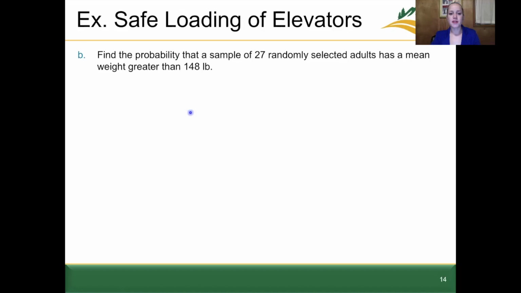So find the probability that a sample of 27 randomly selected adults has a mean weight greater than 148 pounds. So now this is important to recognize. We're not just selecting one random adult from our population or from our sample. Instead, we're randomly selecting 27 adults. So this is really key terminology to look for when deciding, are we going to apply the central limit theorem or not? To really understand, can we use the central limit theorem, we need to check those requirements.